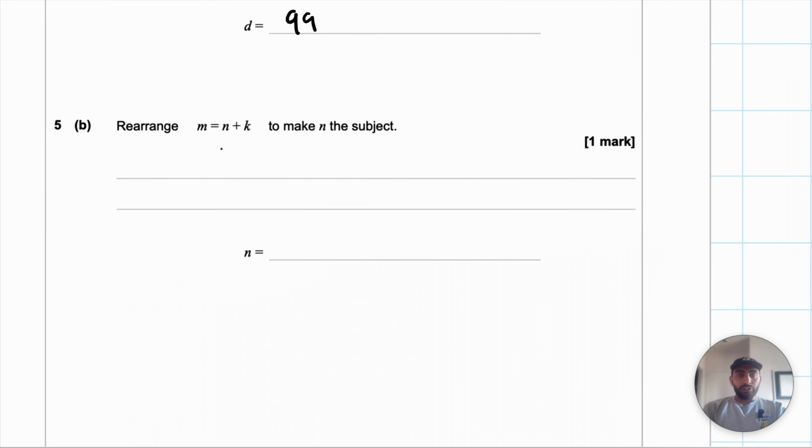Part B, rearrange m equals n plus k to make n the subject. So I'm trying to make n equal to something. Right now, m is the subject. The thing that's happening to the n is we're adding k, so we need to undo that. We need to take away k from both sides. So I'm going to do m minus k is equal to n. So n is equal to m minus k.